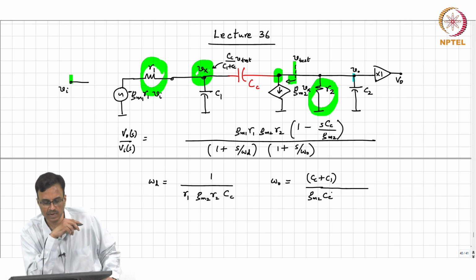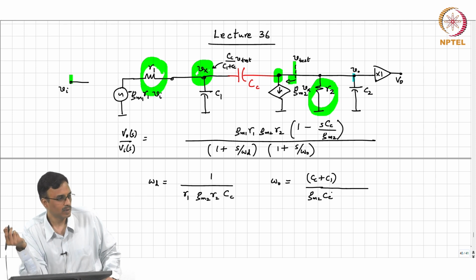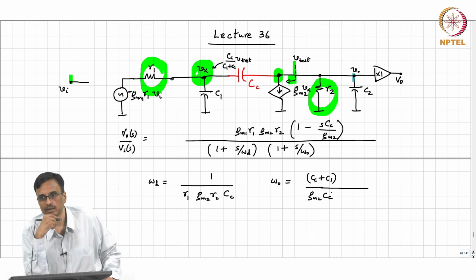If Cc tends to infinity, what does it mean? At high frequency, if Cc becomes very large, then it is pretty much like shorting Vx with Vtest, and therefore the current that will flow is Gm2 times Vtest, and consequently the resistance is going to be 1 over Gm2. Is this clear?